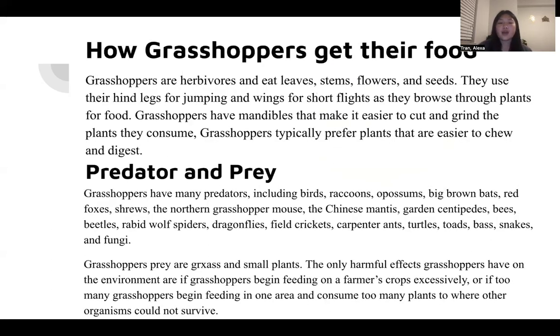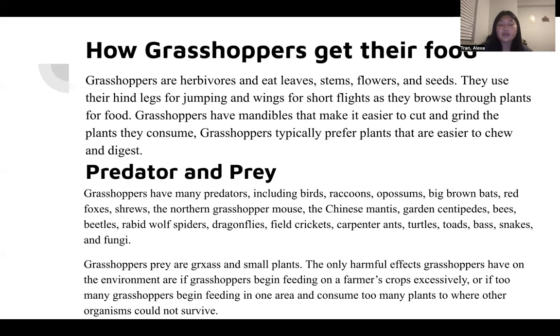Grasshoppers get their food. Grasshoppers are herbivores and eat leaves, stems, flowers, and seeds. They use their hind legs for jumping and their wings for short flight as they browse through plants for food. Grasshoppers have mandibles that make it easier to cut and grind the plants they consume. Grasshoppers typically prefer plants that are easier to chew and digest.